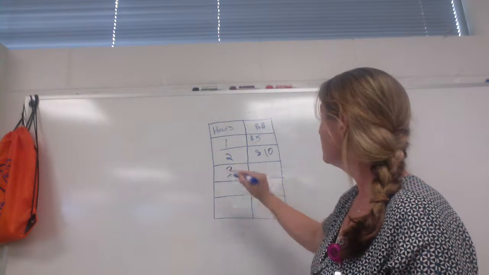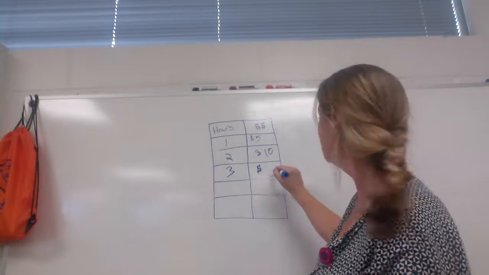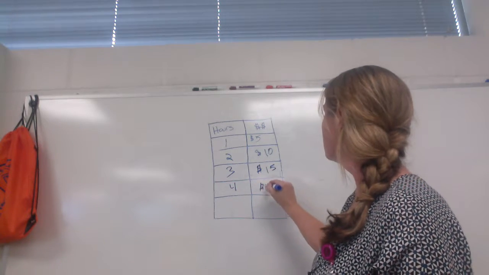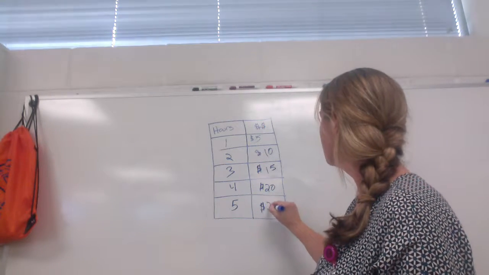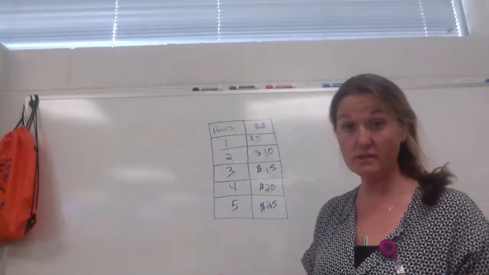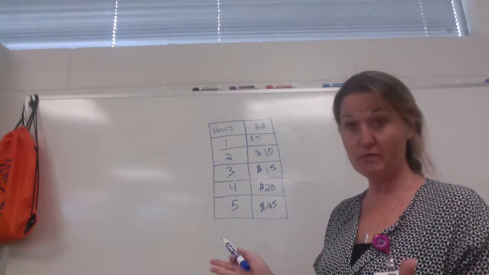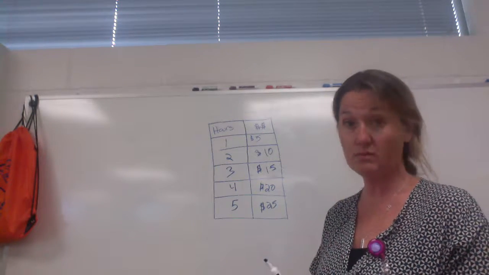Okay, 3 hours. I'm guessing you're figuring this out. $15. 4 hours, $20, and then last but not least, 5 hours. He's going to make $25. So basically, I've set up a rate table for comparing two things: the amount of time Bob spends working and the amount of money he gets.